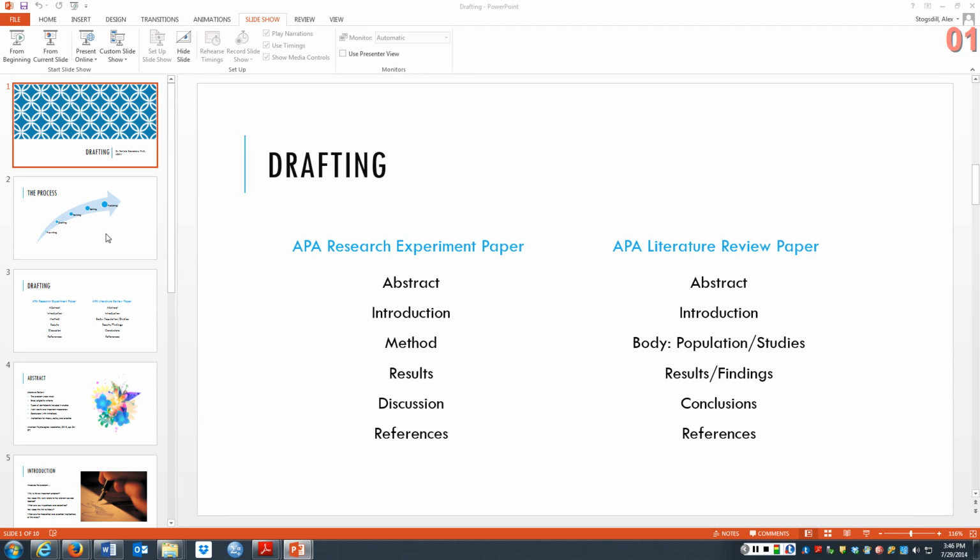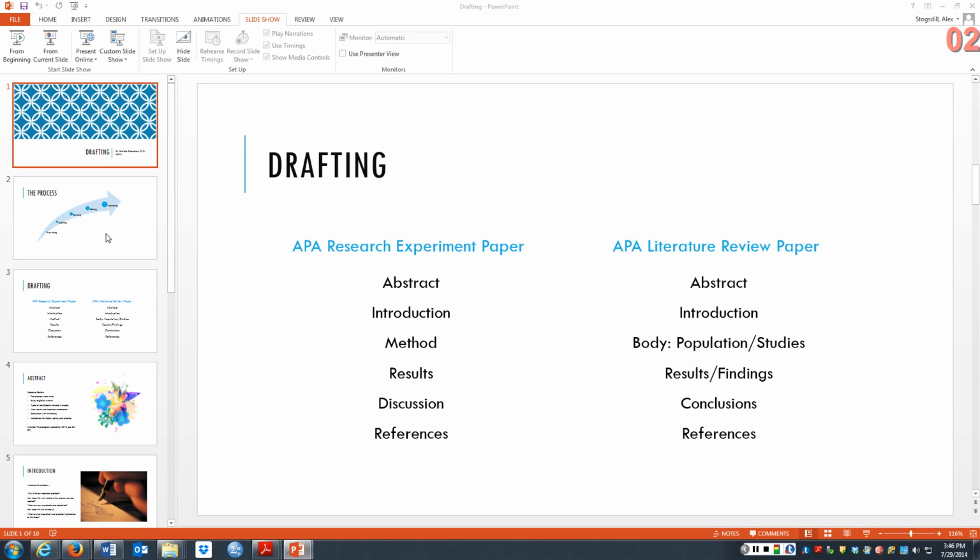Now, APA is the format that we use in the MSW program. Lots of other MSW programs use that as well. Many research journals use that as well. So you've gotten a book called the Publication Manual of the American Psychological Association. We call it the APA Manual 6th edition. And in that manual, you will find that a research experiment paper is a little bit different than a literature review paper.